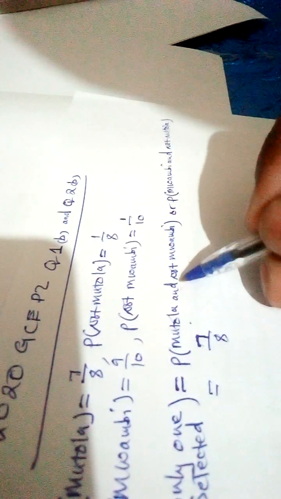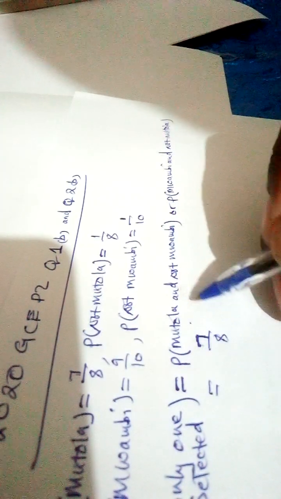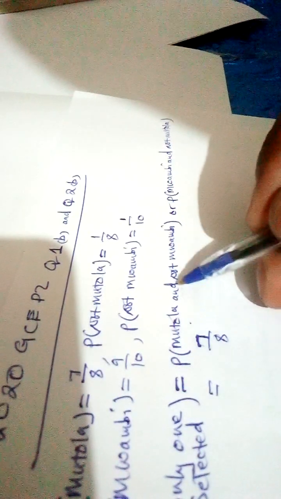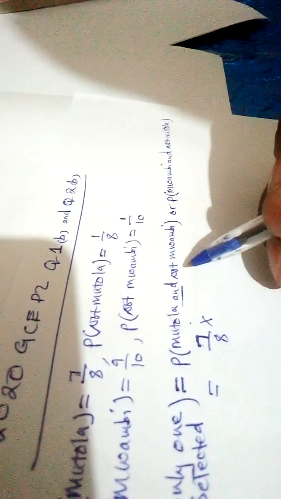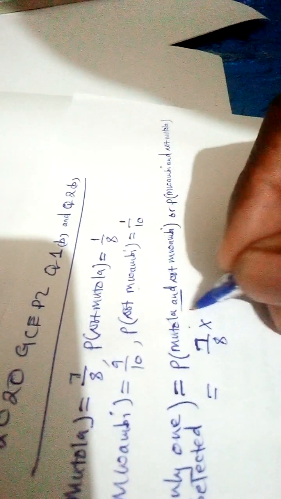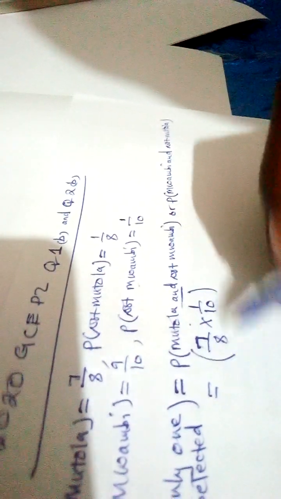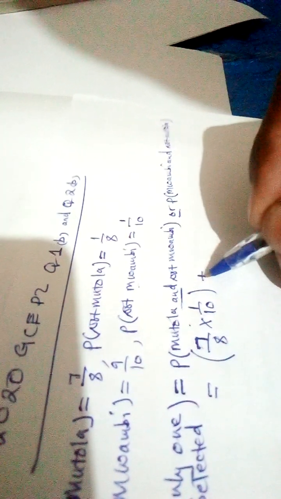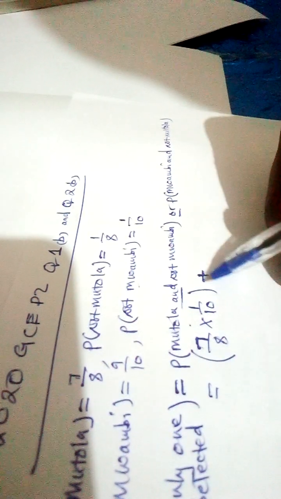If you see "and" or "both", it simply means they both mean the same thing. We need to multiply the probabilities. So for Mutola and not Mwambi, the word "and" simply means times. Not Mwambi, we already know, is 1 over 10. So we write 1 over 10 here, then of course we put them in brackets. Then the word "or" in probabilities simply means plus. Please take note, the word "or" in probabilities simply means plus.